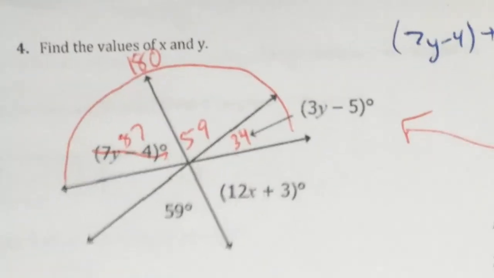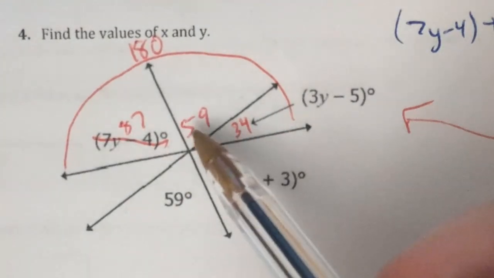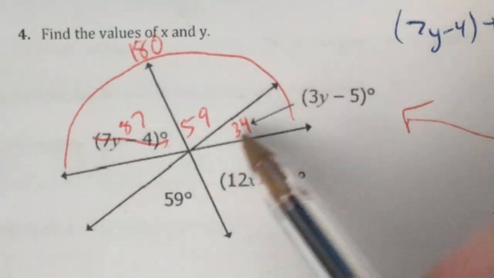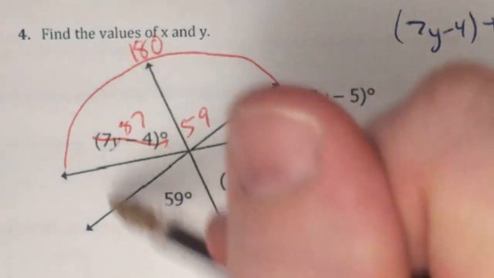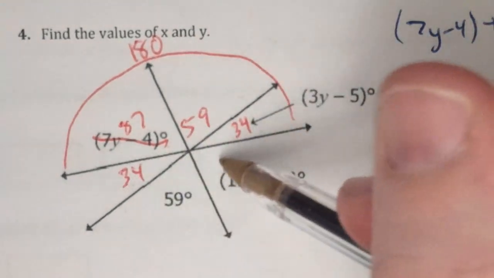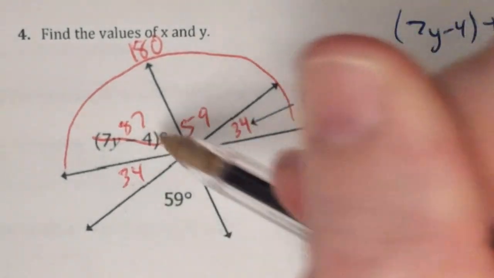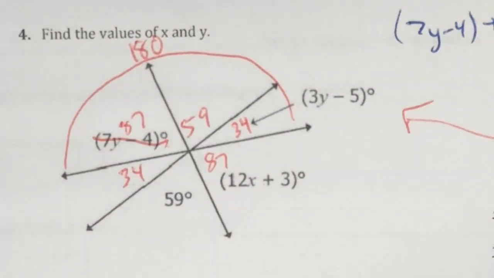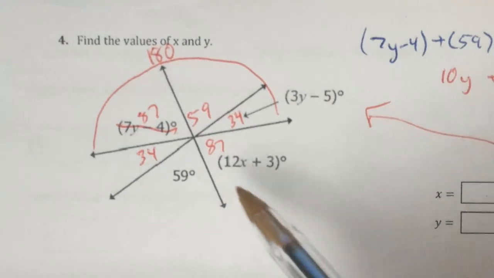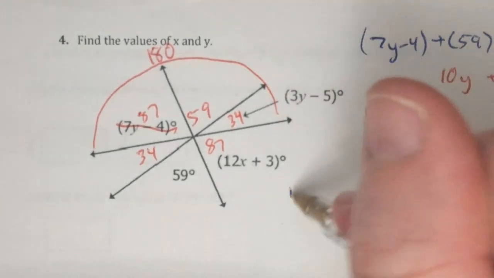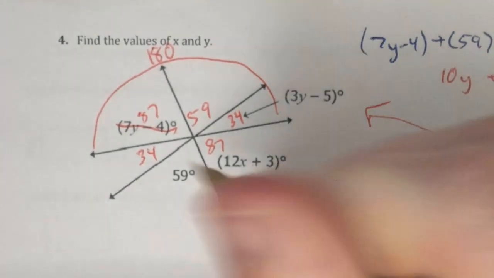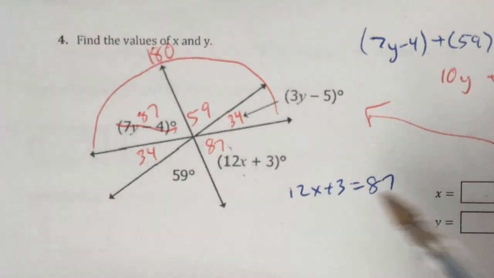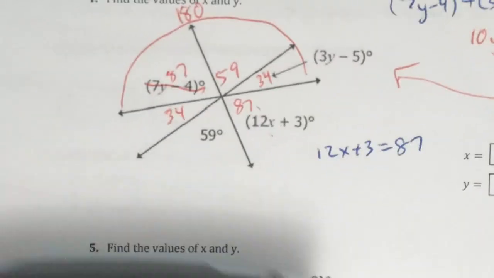Let's zoom in. All right, so this is 34. That's 59. That's 87. There's 59. What would this angle be? Well, that and this will be the same. That'll be 34. And this angle right here, to make 180 degrees, or these are vertical, this is 87. So now we should be able to find x, because this angle right here is 12x plus 3. It is also 87. They are the same angle, so that means that they are equal. And now you just solve.